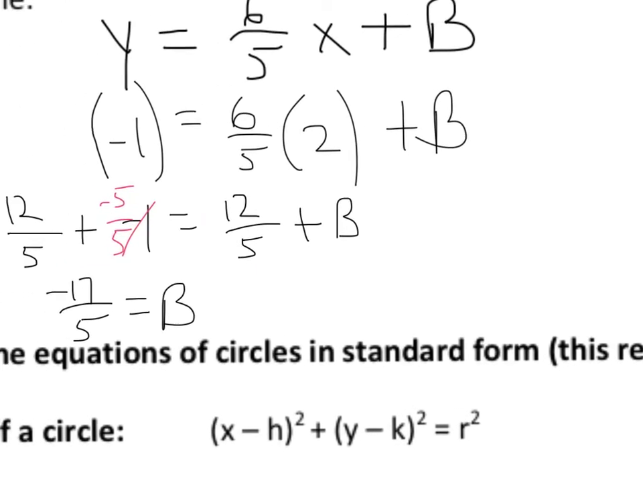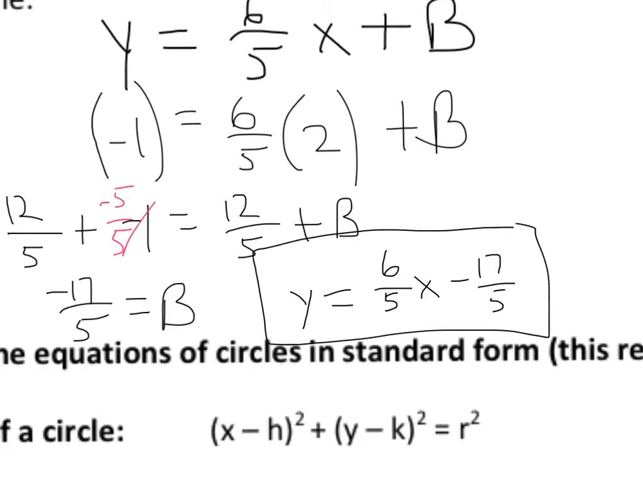So I have a slope of 6/5 and a y-intercept of negative 17/5. So y equals, we rewrite with the slope and the y-intercept. Hopefully I didn't make any errors. If I did, you get the idea of that.